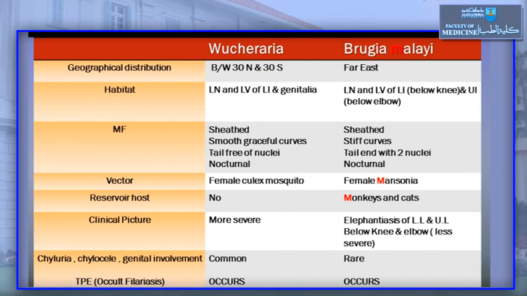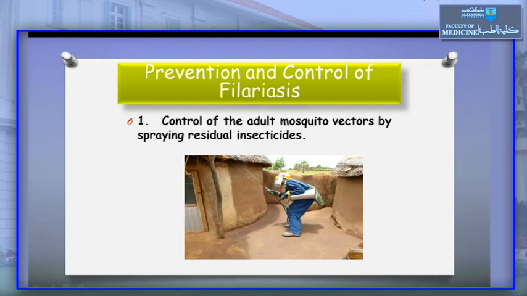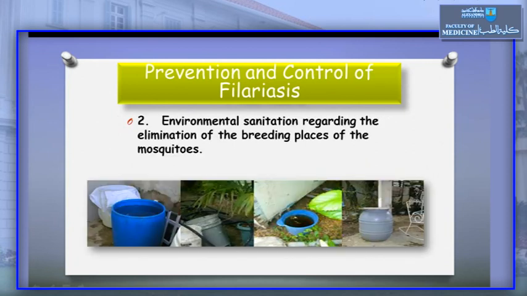The vector here is Culex mosquito and Aedes in variety pacifica, but the vector here is the female Mansonia. The reservoir host here is absent, but here they are monkeys and cats. Clinical picture here, of course, is more severe, and genital involvement in Brugia is rare, and tropical pulmonary eosinophilia can occur in both.